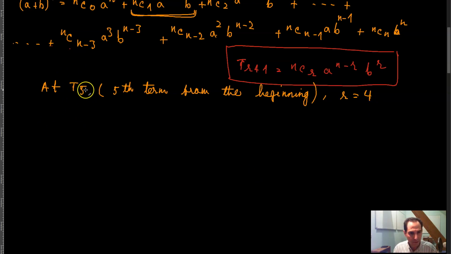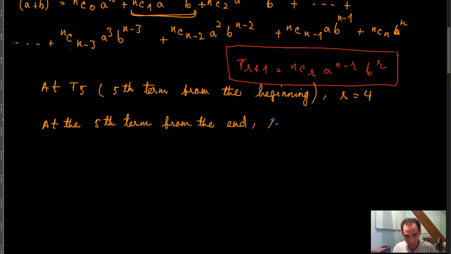And at the fifth term from the end, the value of r is going to be equal to what? The first term from the end, the value of r is equal to n, n combination n. So that's the first term from the end, the value of r is going to be equal to n. The second term, the value of r is going to be n minus 1. The third term, the value of r is going to be equal to n minus 2.